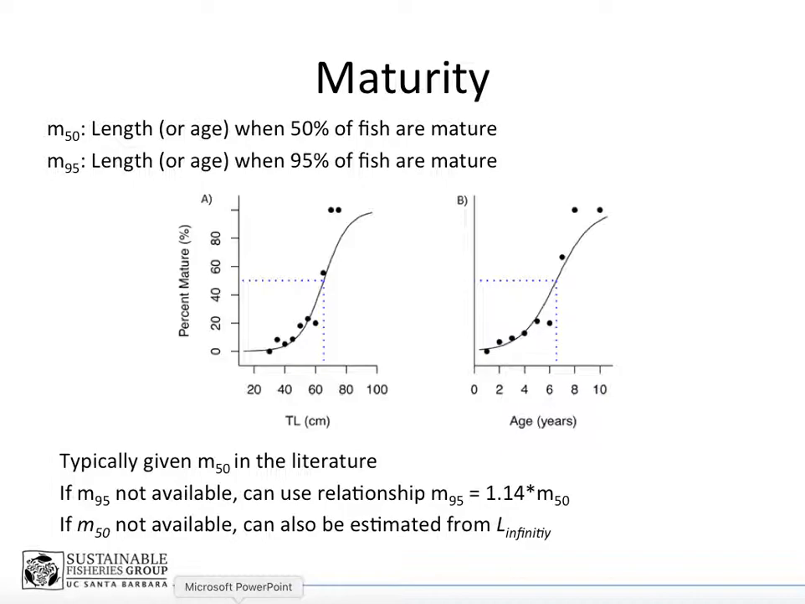Now, as you can imagine, when we start thinking about our data-limited assessments, it's really important to know when fish are becoming mature. And if we're catching a lot of fish that are below this length, we're catching them before they've had a chance to reproduce, which is not a sustainable situation.